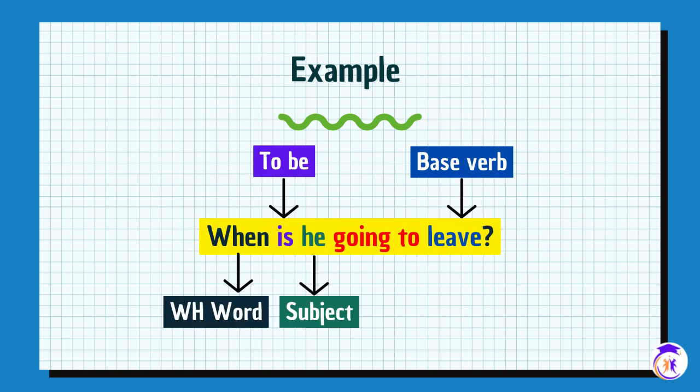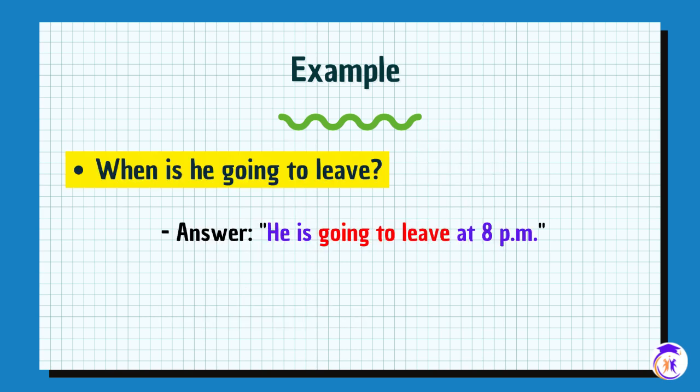When is he going to leave? This question begins with the WH word, when, followed by is, since the subject is the third-person singular, he. The phrase going to is used to signal the future and is followed by the base form of the main verb, leave. The answer to this question could be, he is going to leave at 8 p.m.